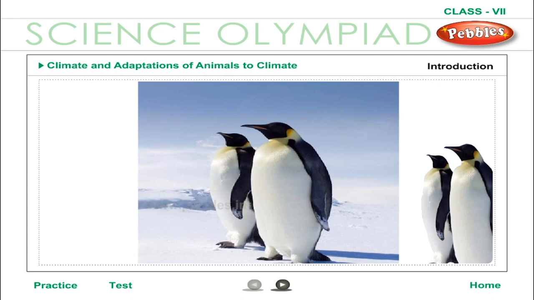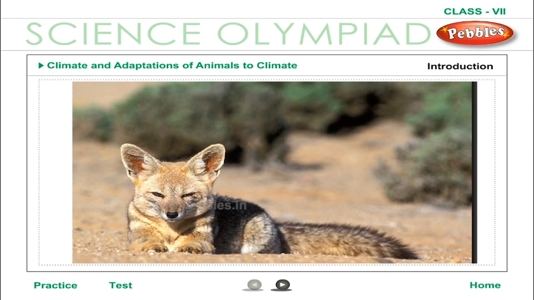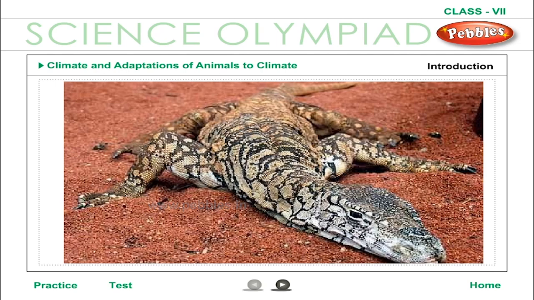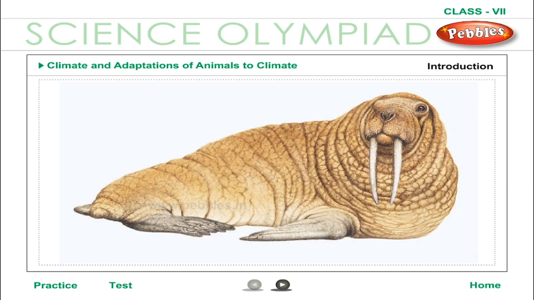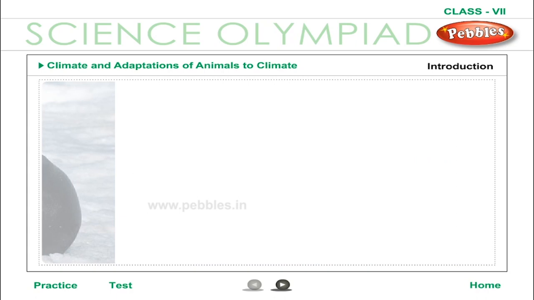How do some animals survive in the deserts with so little water? Well, that is because these animals have certain special characteristics that enable them to live in a particular climate successfully. These special characteristics are called adaptations. We can define adaptation as the way that makes it possible for an animal to live in a particular place.